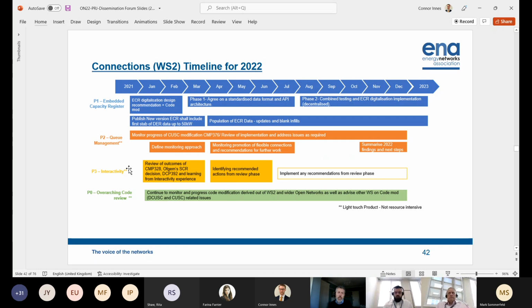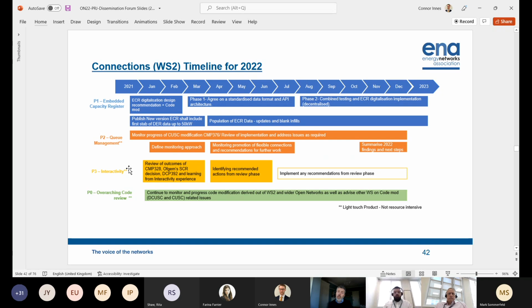Interactivity, another couple of code mods there going on. So the two that you see there, the CUSC CMP 328 and the DCUSA DCP 392, are all about implications of transmission works affecting distribution networks. So I'm not going into the details of them now, but it's kind of that way round. So it's really about looking at this interconnected system, this whole system view, and looking at how that impact is being recognised at both those levels. So again, this is about saying, well, let's see what those processes and indeed Ofgem's SCR decision, see if there's any implications, and then we'll tweak and adjust and refine as necessary our application interactivity processes.